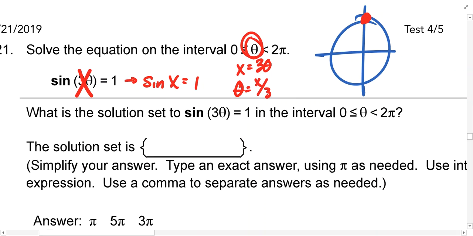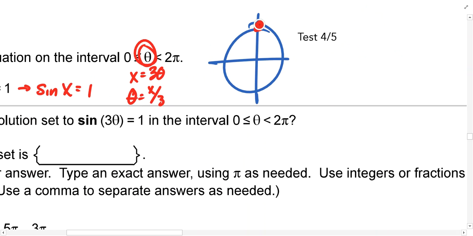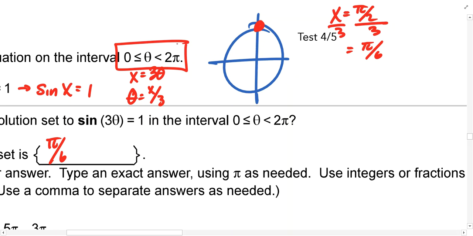Well, that's easy then. What was a solution at pi over 2, me saying that x is equal to pi over 2 represents a solution. Well, x divided by 3 would be pi over 2 divided by 3 as well, because again, we're trying to solve for theta here. Theta is x divided by 3, so x was pi over 2. If we divide that by 3, we're now looking at pi over 6 as a solution. Now, that's one of the solutions that exist between 0 and 2 pi, but it's not all of the solutions.